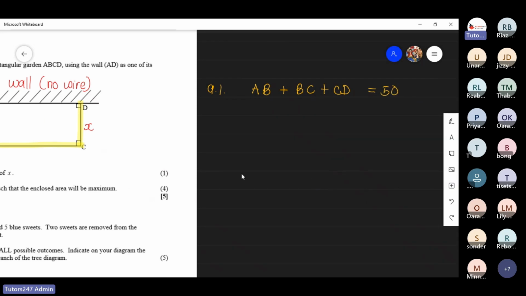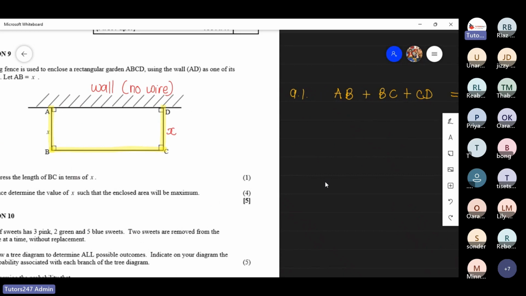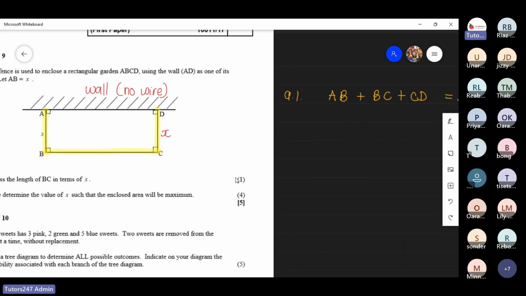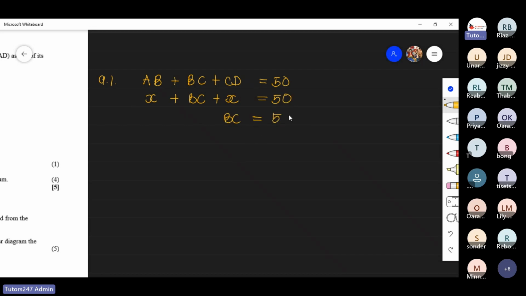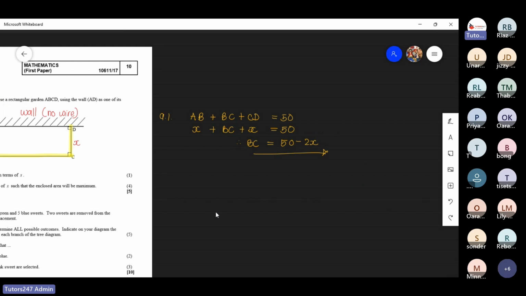Now we were told that AB is equal to X, and from that we found CD, which is also equal to X based on the properties of a rectangle. So in place of AB and CD, we can now substitute X. So it'll be X plus BC plus X equals 50. From here, we can solve for BC, which will be 50 minus 2X. And that is the length of BC. It is 50 minus 2X.